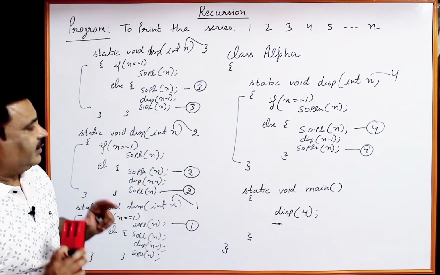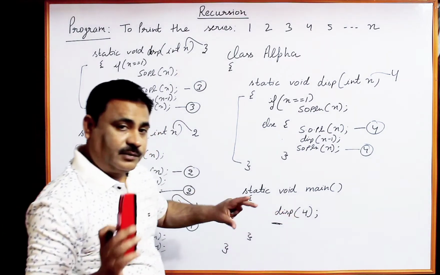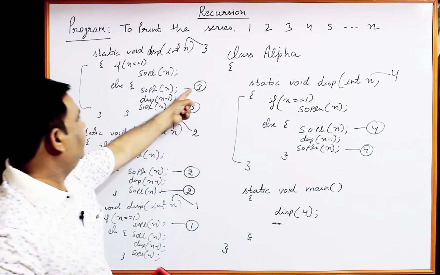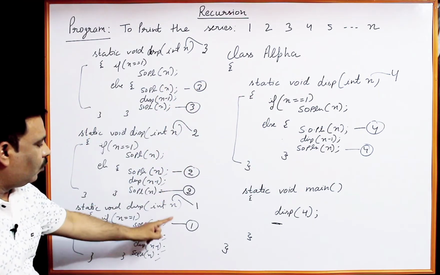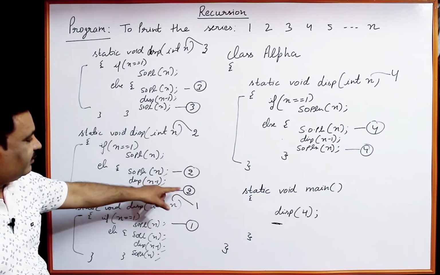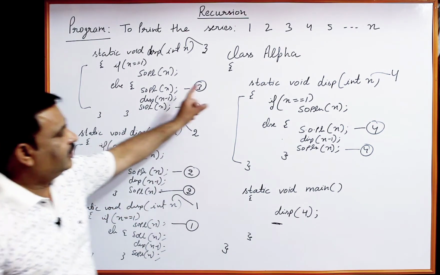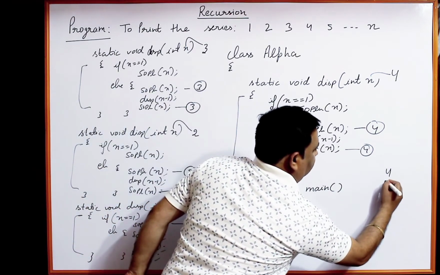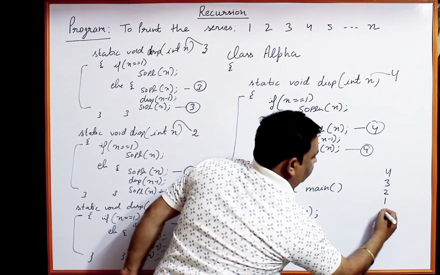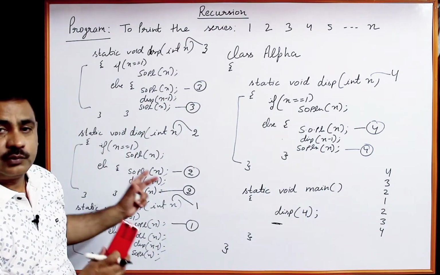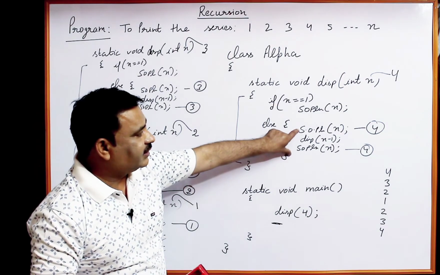Now see again, from the beginning, when we passed 4, 3, 2, 1. After completion of this function, come back, it will print 2, 3 and then 4. So output will be 4, 3, 2, 1, 2, 3, 4. This will be the output of this program if you write like this.